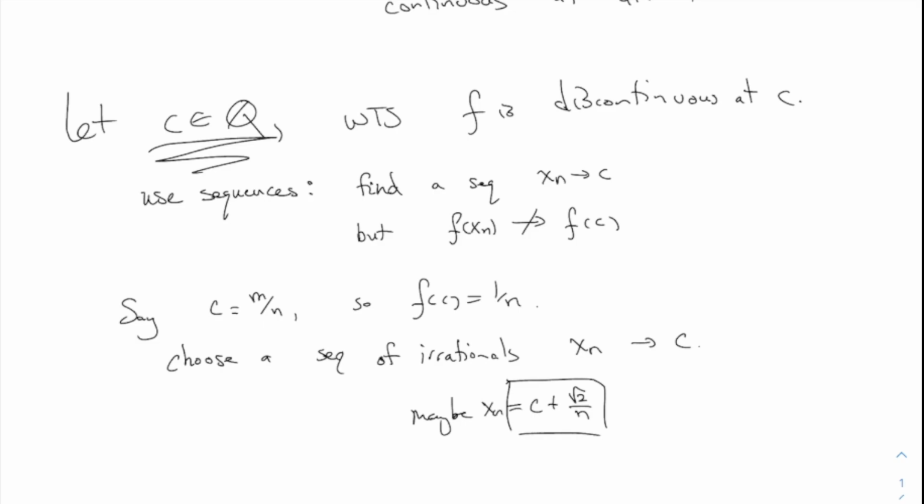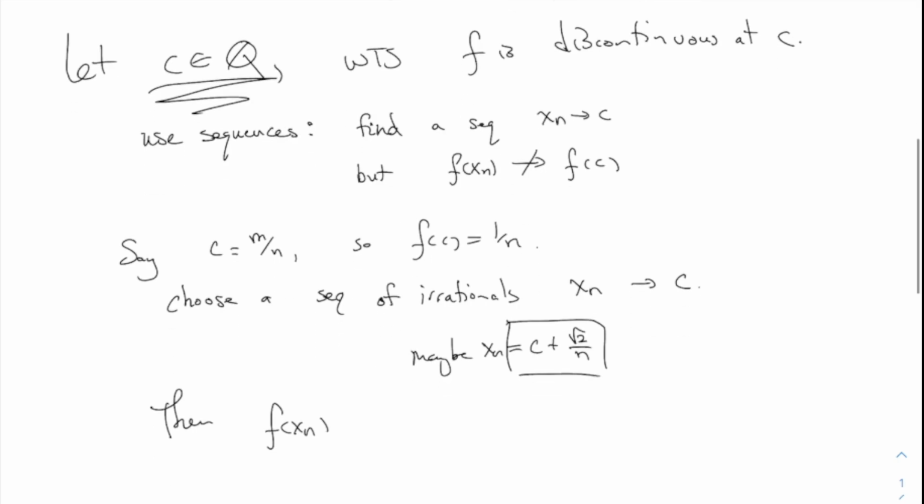And then, is it really true? That's my sequence which approaches C. Is it actually true that f of x_n approaches f of C? What is f of x_n going to be? You plug it into the function, what do you get? Yeah? 0. Yeah, these are irrationals, so you're going to get 0 every time.